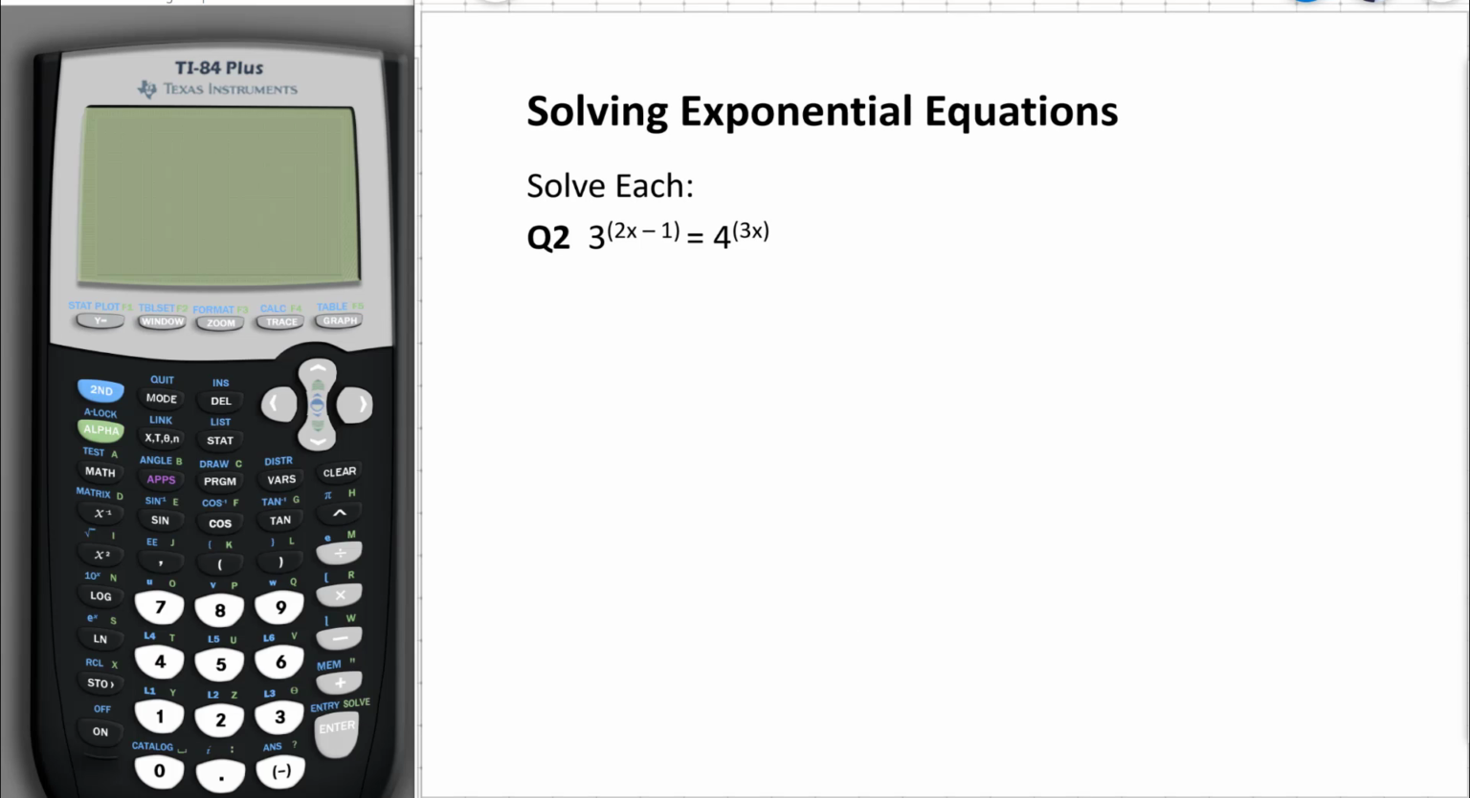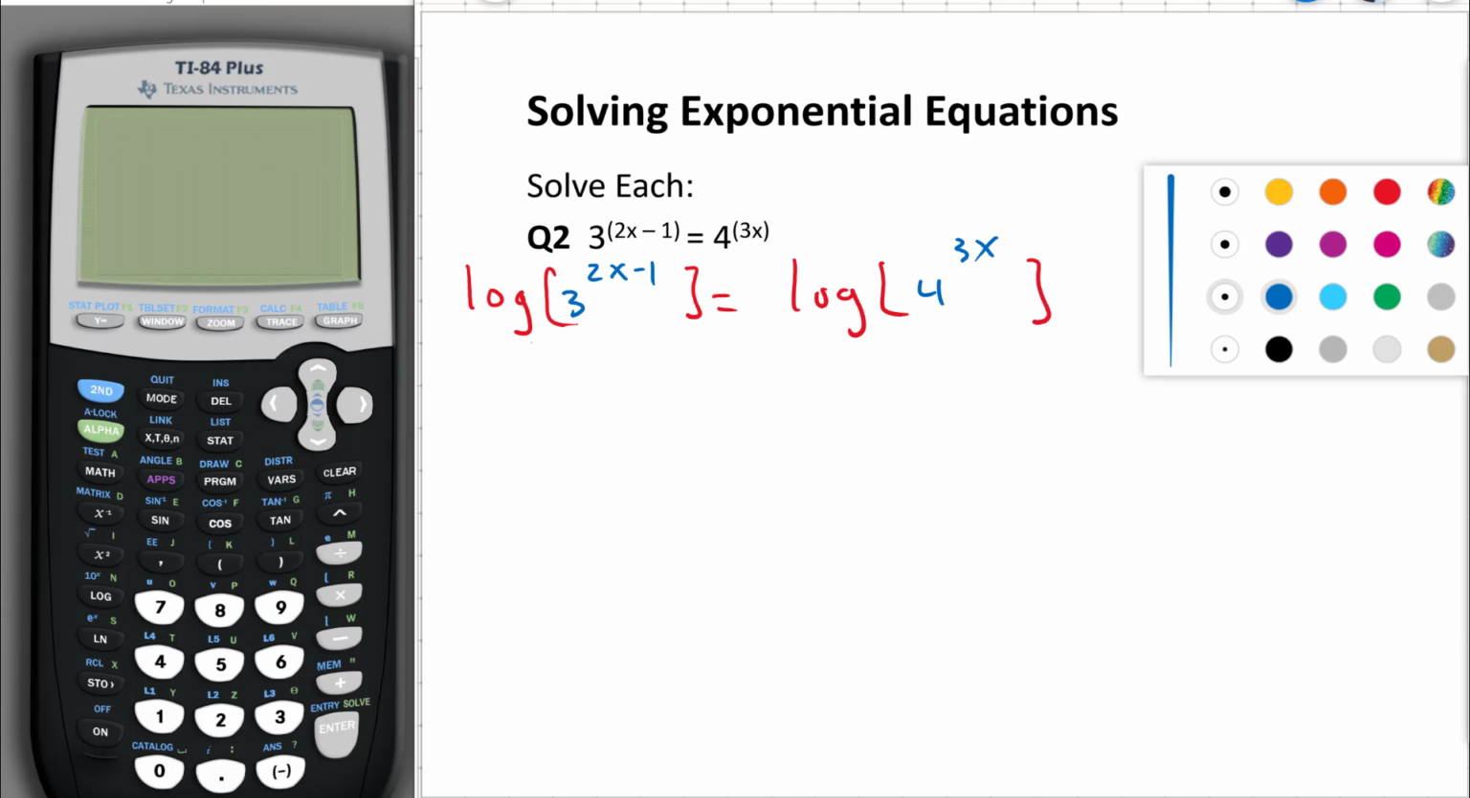Nothing really nice is going to come of this, as far as a quick simple log to use. So I'm just going to use a standard common log on both sides. And we'll have 3 to the 2x minus 1 and 4 to the 3x. So log base 10 will not undo exponential base 3. So these guys aren't really simplifying. However, I can still simplify with the log laws.